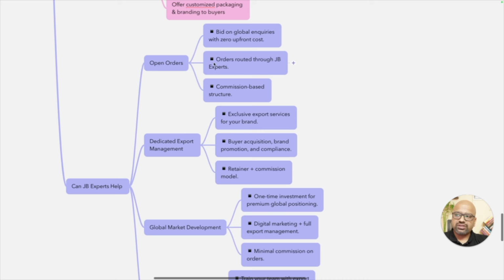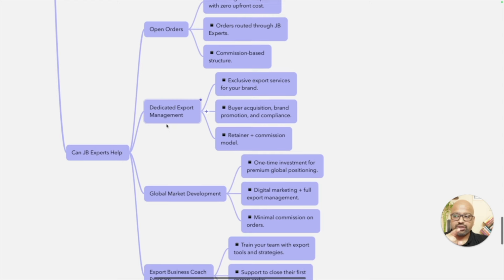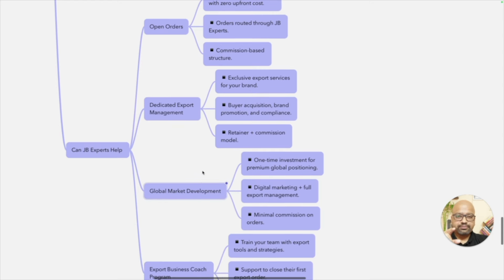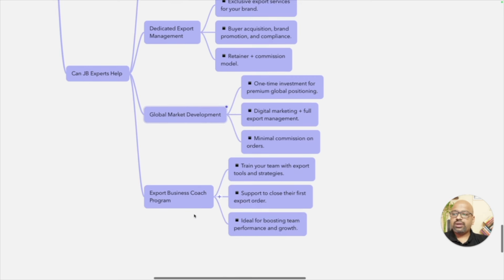In the first option, in open orders, it's JB Exports who's going to do it. In the second option, it's your company, your brand, your reputation. In the global market development, we are doing complete brand promotion itself. In the fourth option, someone might say, no sir, I have my whole team, I want my team to be trained, they are underperforming, they don't know a lot of strategies. Then yeah, come and we'll teach you, we can do that too if your company needs it. So we have all the options.